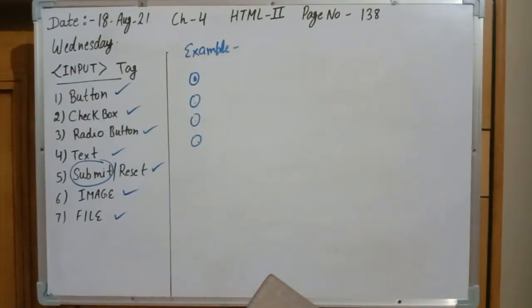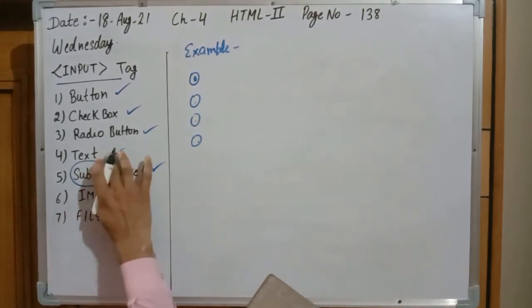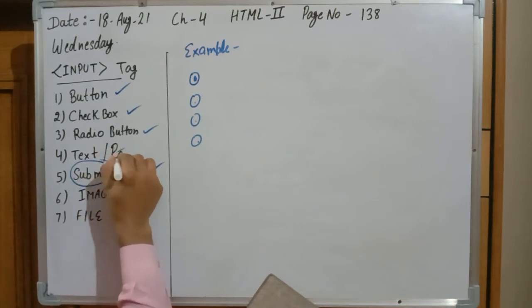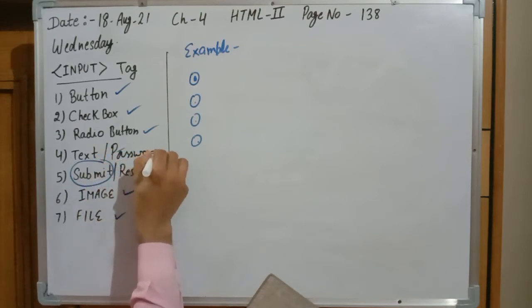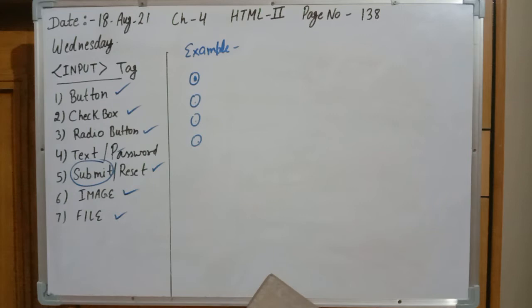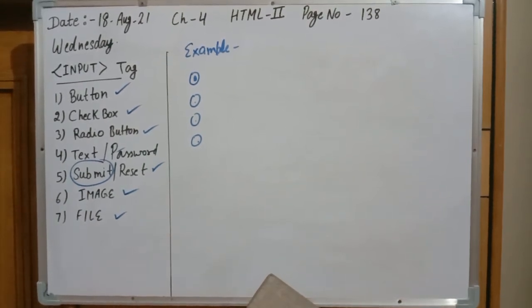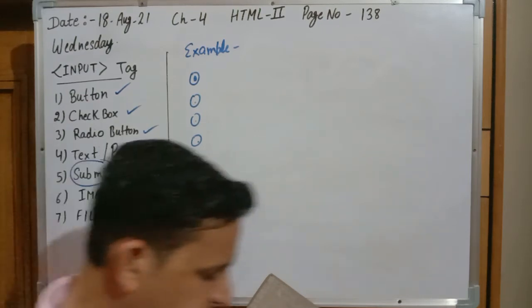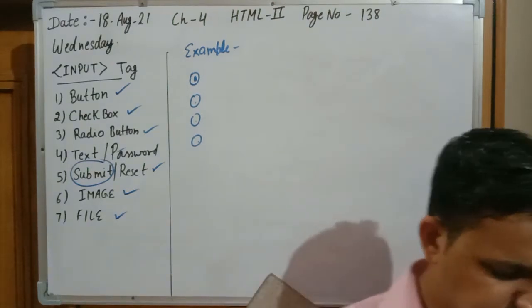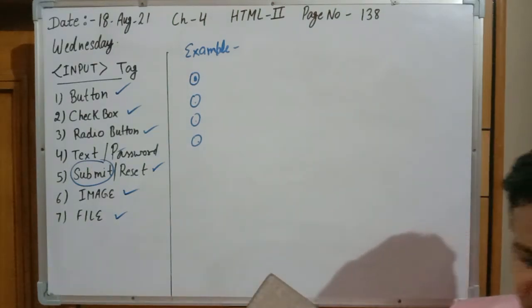The next type of input is very important. It can be either text or password. Input can be of type text, or it can be of type password. For that we will understand the next example. Now see the attributes. Generally, if we take input type is equal to text, it is a single line text input in which the user can enter text.